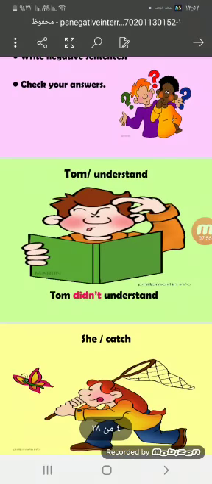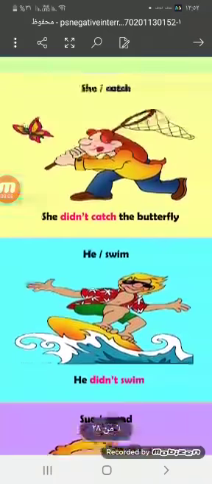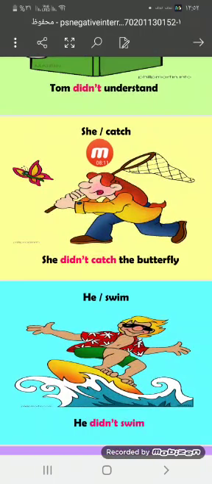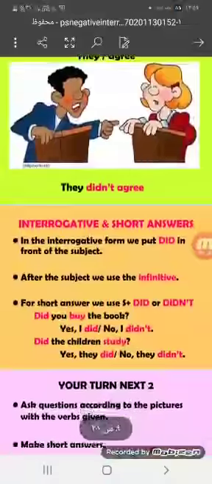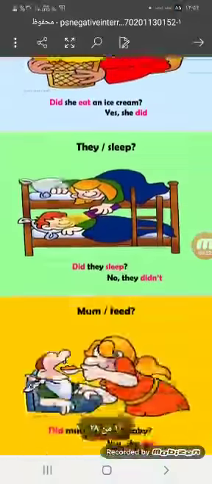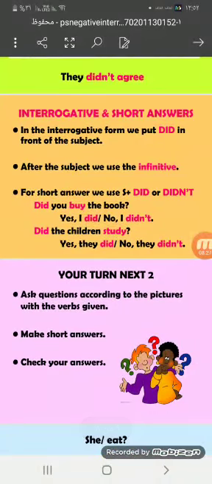Let's take some sentences. Tom understood. How can you make it negative? Tom didn't understand. We put didn't before the verb. Another verb. She caught. She didn't catch. Okay? Another verb. He swam. He didn't swim. Right, shabab? Okay. I think it's easy for you. Right. Let's take how to make a question.